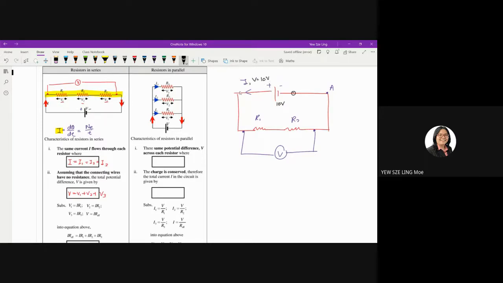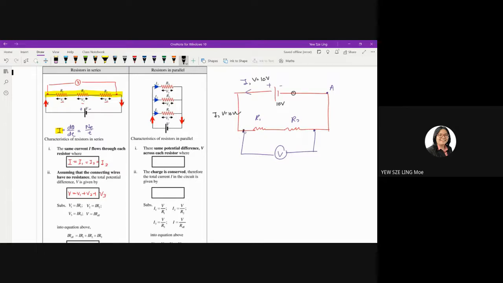So the charge will keep moving. The current will keep moving with 10 volt of energy. It will keep flowing, so V is still equal to 10 volt. Okay, you have an I right here.